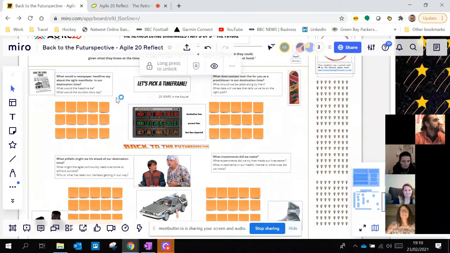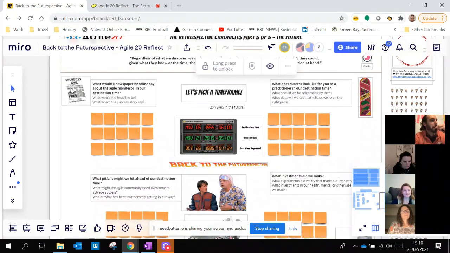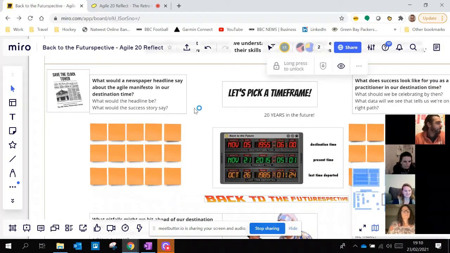All right. So our first question, we've got a nice little image here of Save the Clock Tower, which is again from the film. So let's just imagine 20 years from now, what would a newspaper or equivalent, a news article, a blog, something like that, say about the Agile Manifesto then? What would the headline be? What might the success story say? So drift your mind now 20 years in the future.